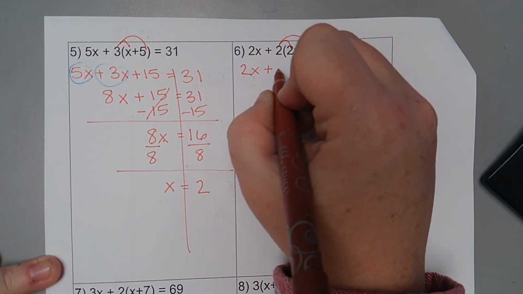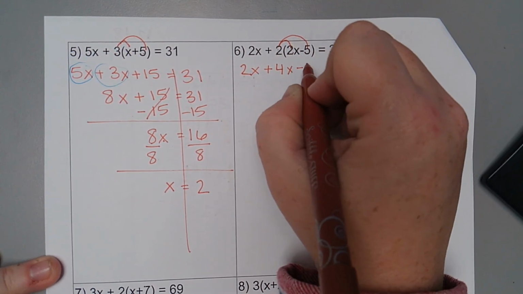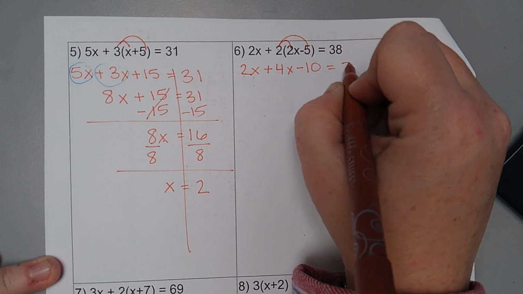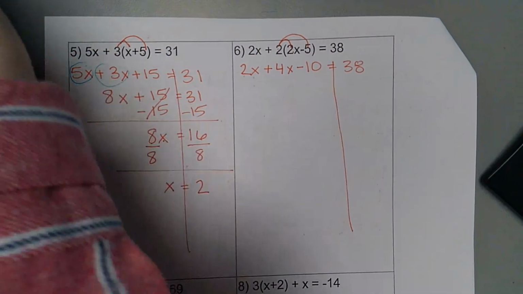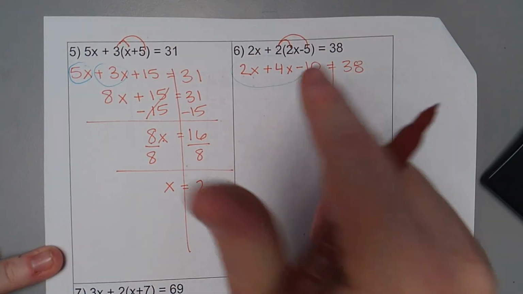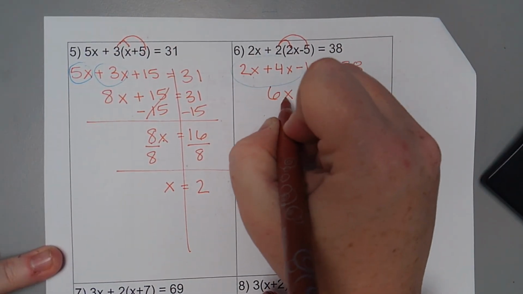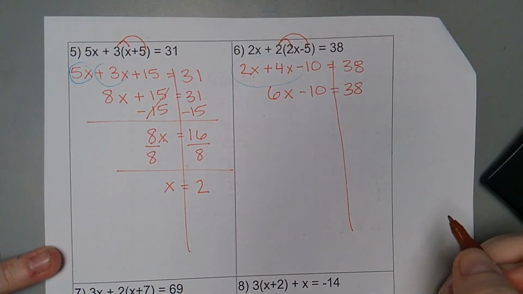Plus, and I have 2 times 2x, which is 4x. 2 times negative 5, which is negative 10. And that all equals 38. Combine our like terms. We have 2x and we have 4x. Gives us 6x minus 10 equals 38.